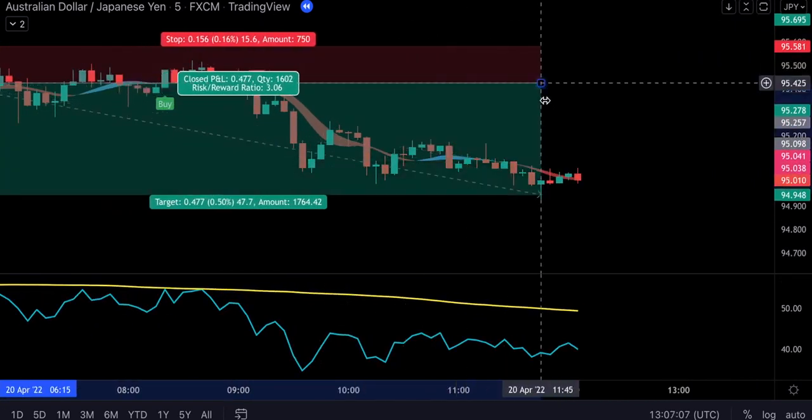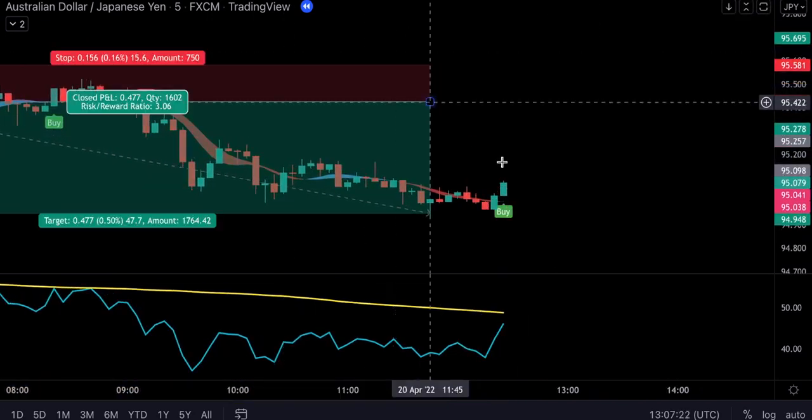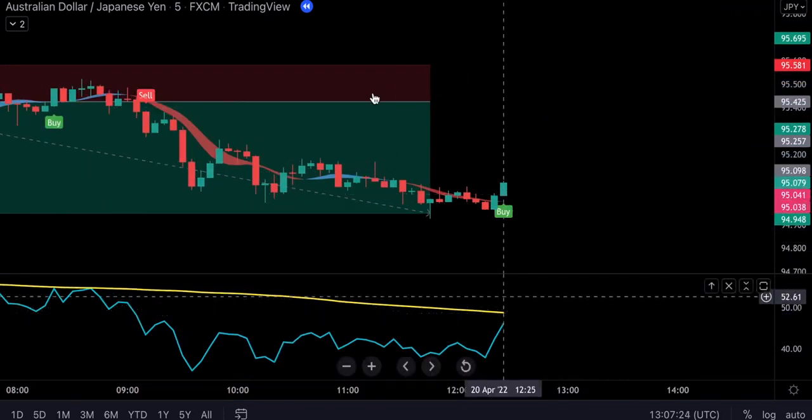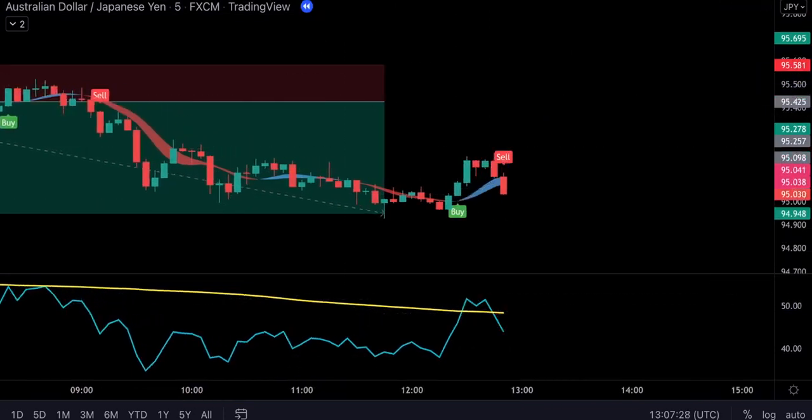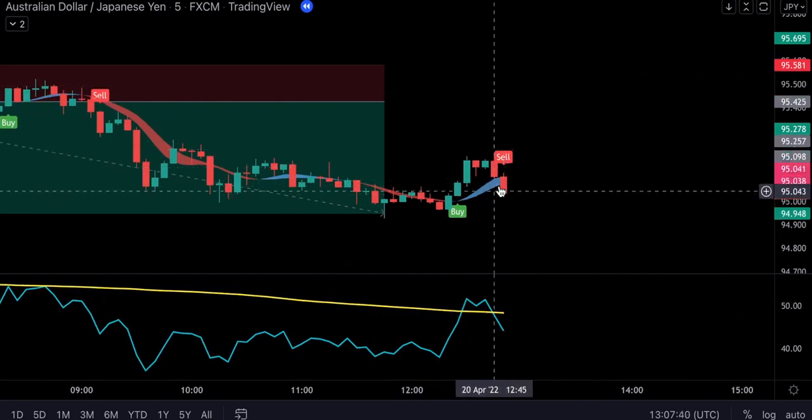We see we have another winning trade and it hits all our take profit targets. We see this buy signal is not confirmed. This sell signal is not valid either because this line is still blue.